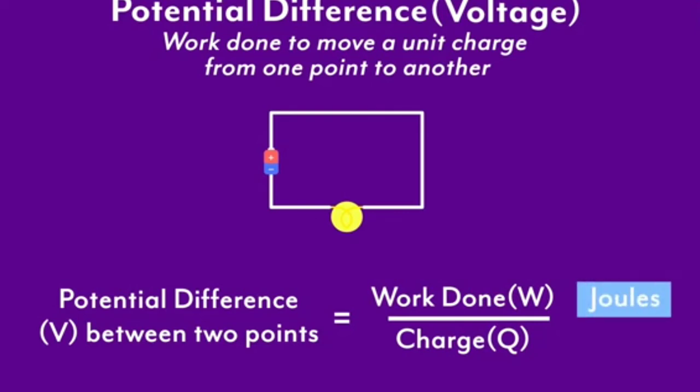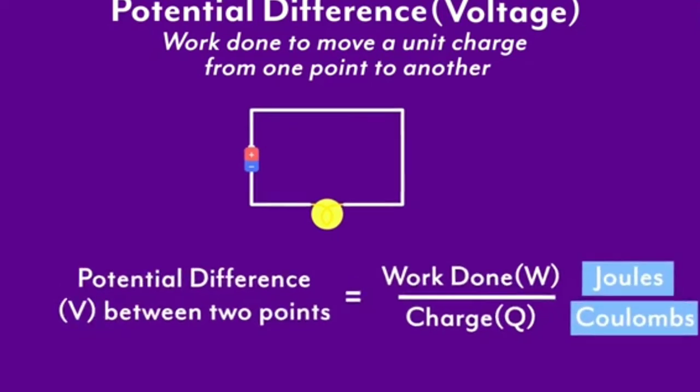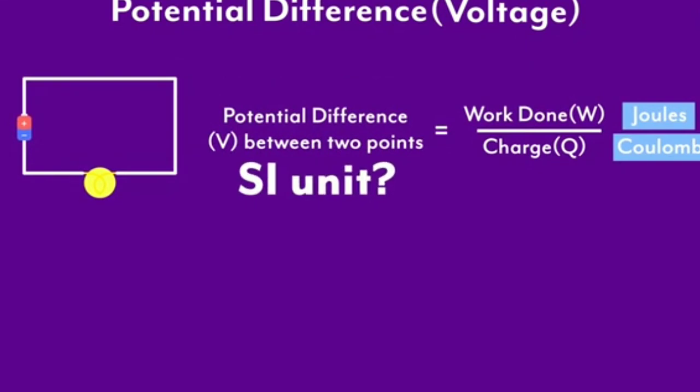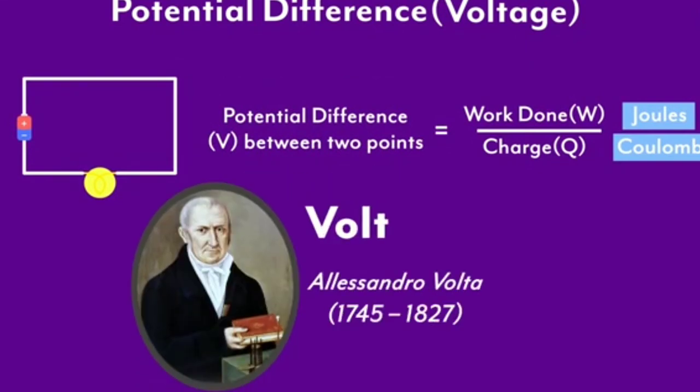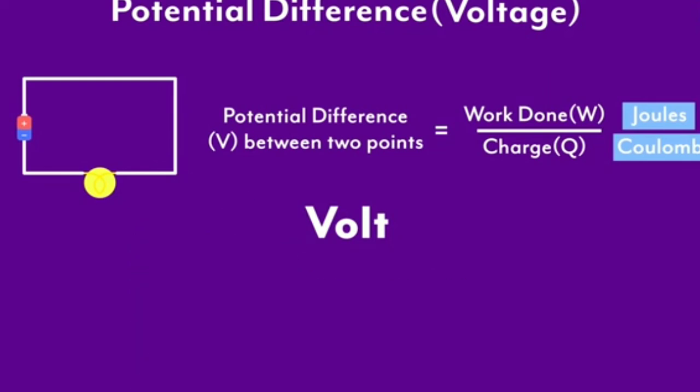Work done is measured in joules and charge is measured in Coulomb. Then what is the SI unit of potential difference? Volt. It is named after the scientist Alessandro Volta. Now, let us see what is 1 volt. 1 volt is equal to 1 joule per coulomb.